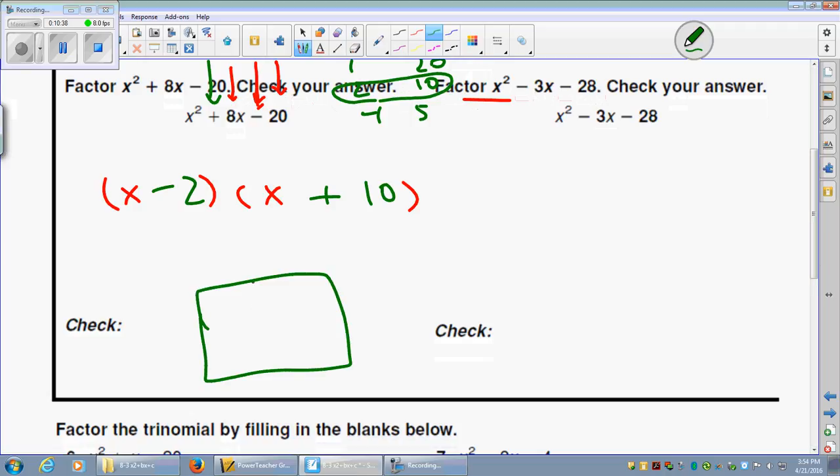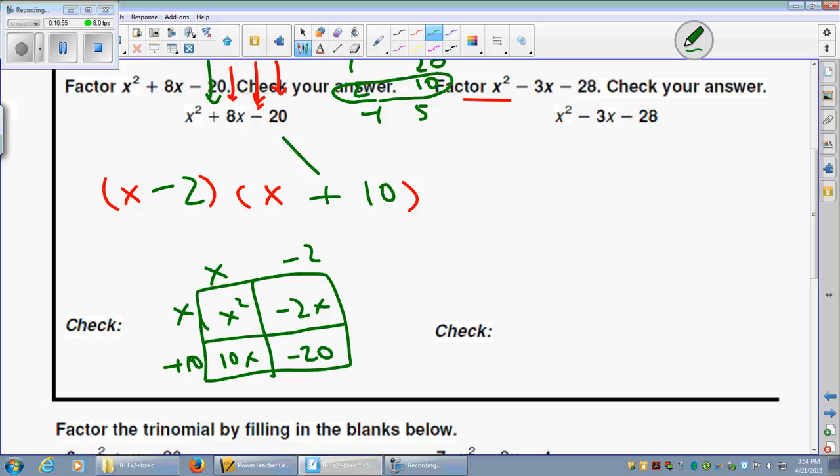I'm going to do the box method again, because I like that a little bit more. x minus 2, x plus 10. That's obviously x squared, minus 2x, positive 10x, and minus 20. So the minus 20 comes from right there. Obviously the x squared comes from right there. And when I combine these two, 10 minus 2 is 8, which is what it does.